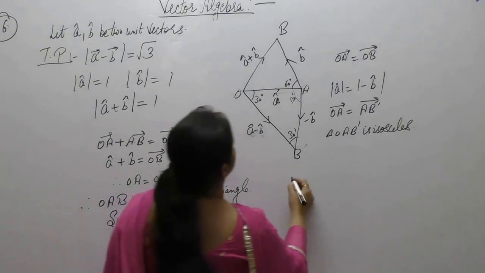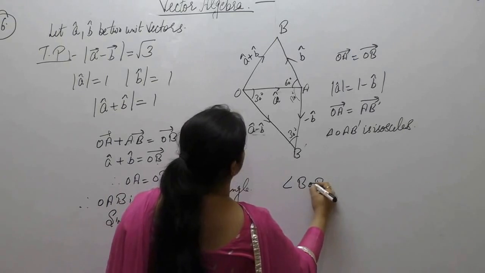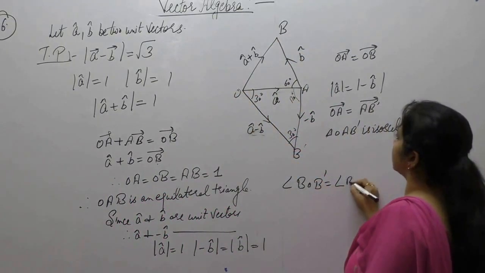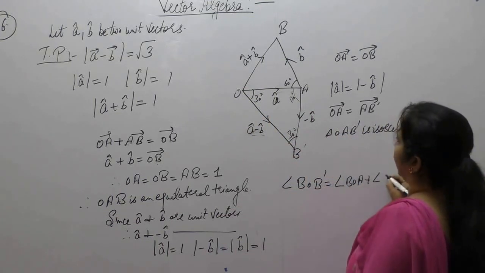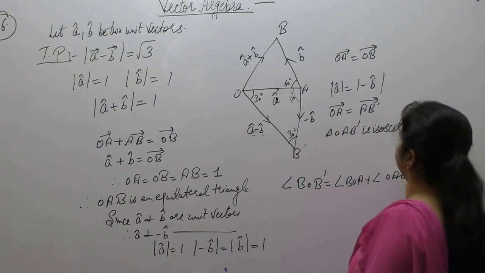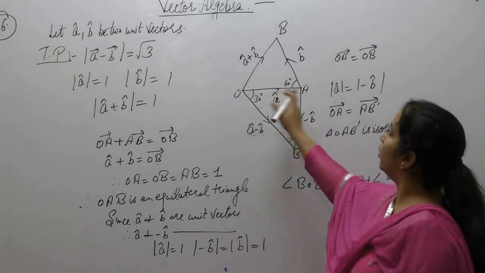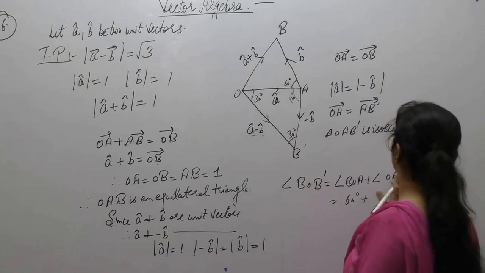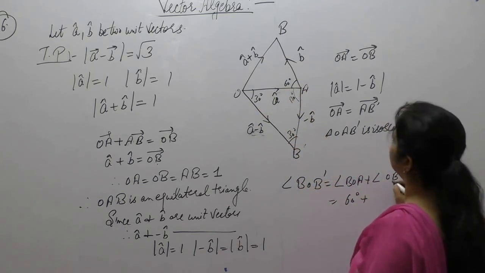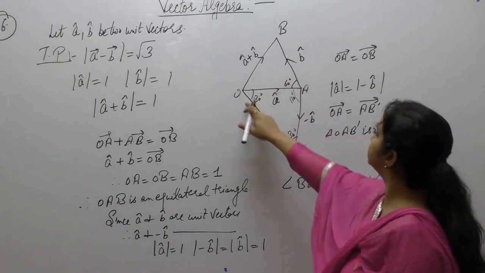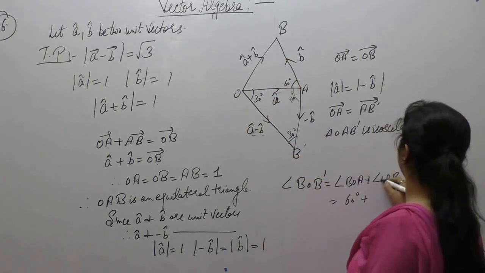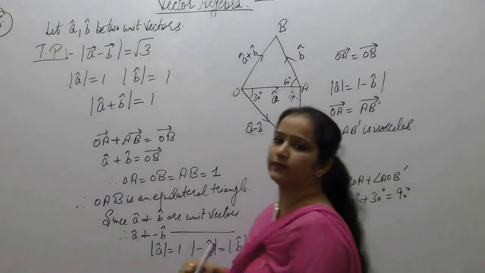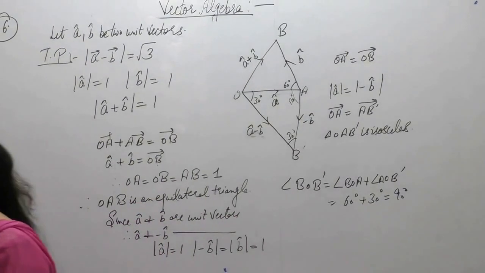Now angle BOB dash is equal to angle BOA plus angle OAB dash. Angle BOA is 60 degrees, and angle AOB dash is 30, so this is 90 degrees. So this is a right triangle.